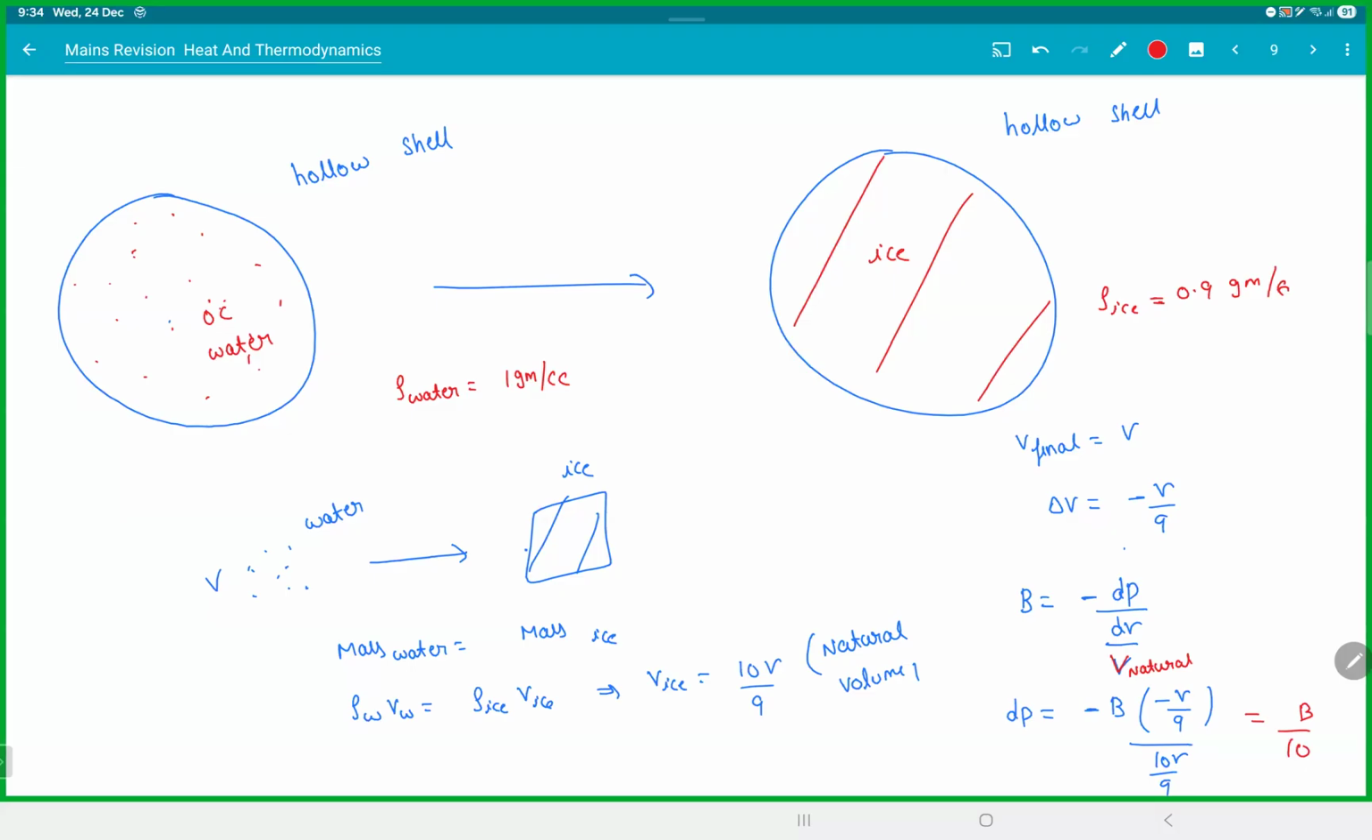I hope you're getting it. So when the water suddenly becomes an ice ball, the shell will experience a pressure of B by 10. And if the breaking stress is less than this, the shell will crack, or else the shell will be safe. All clear with this? So these are natural volume questions. So be careful. What is the natural length?